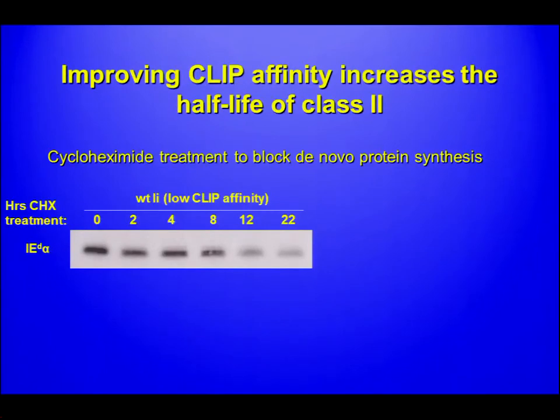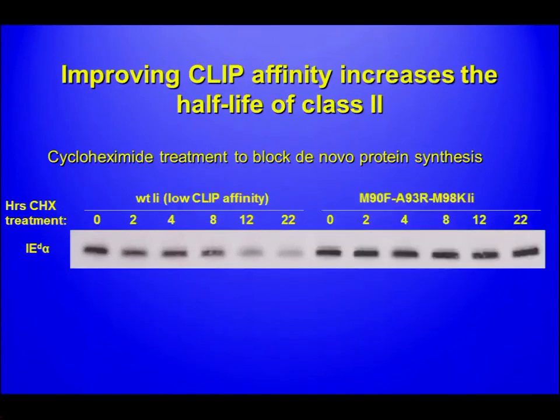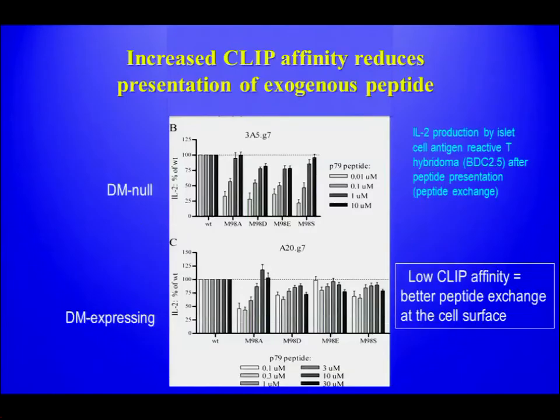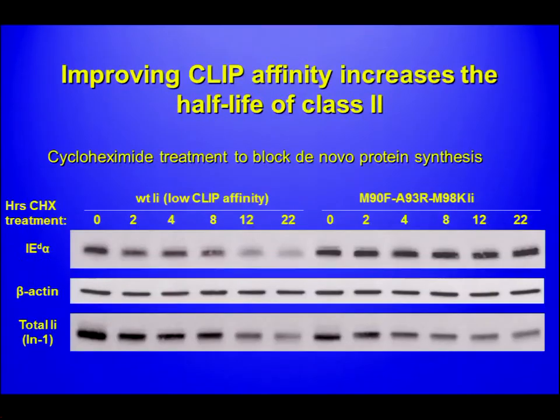Anyway, you can see that over time that molecule is going away, whereas if we express this molecule in a cell where we've made the CLIP peptide have high affinity for this class 2 molecule, then the class 2 molecule is much more stable. It's still present and strong in high abundance at 22 hours. And then the next two lanes are controls.